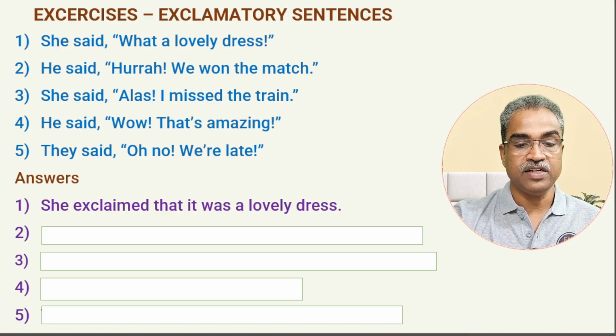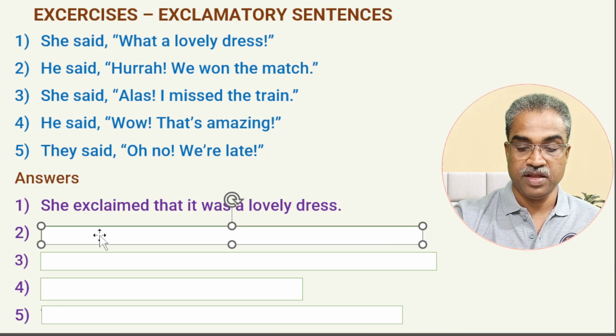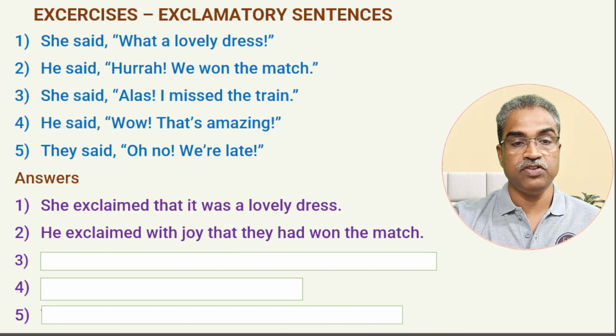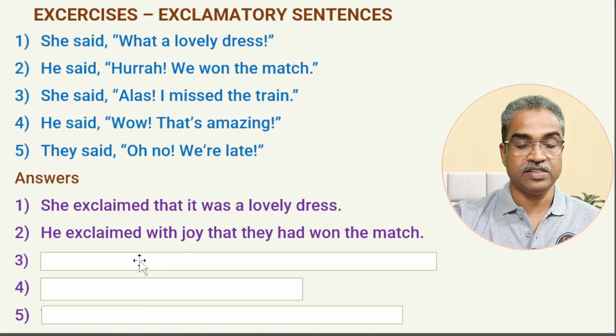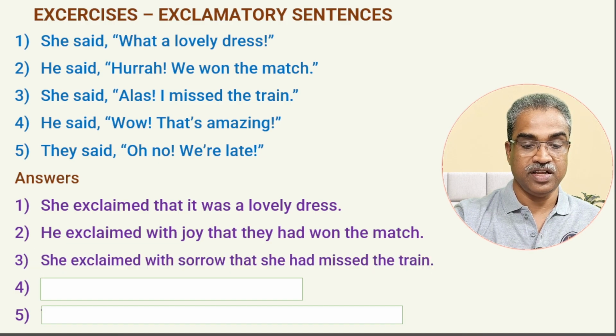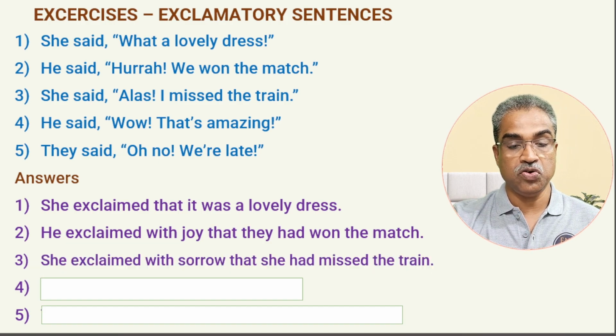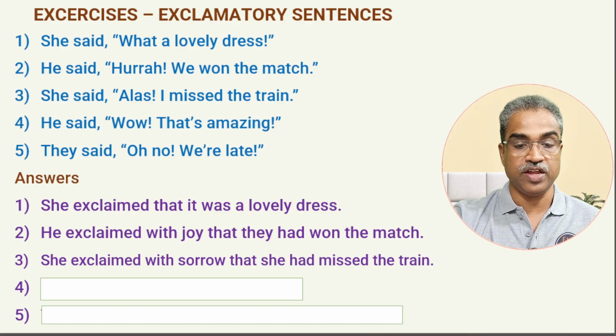Next is, he said, "Hooray, we won the match." Tell me how it will be. He exclaimed with joy that they had won the match. Next, "Alas, I missed the train." We had already seen this. Same thing. We had done this. Earlier it was the bus, now it's a train. That's the only difference here. So, easy. She exclaimed with sorrow that she had missed the train.